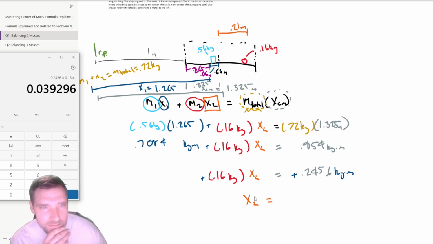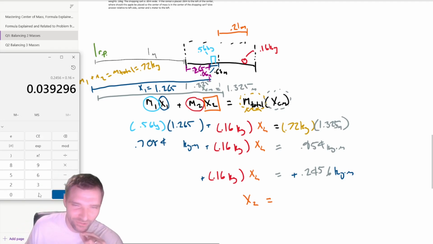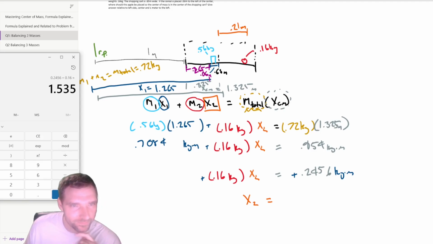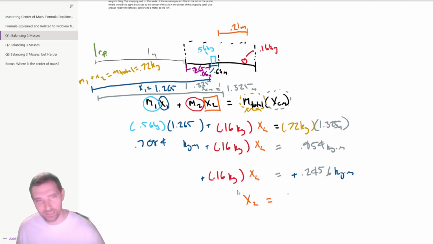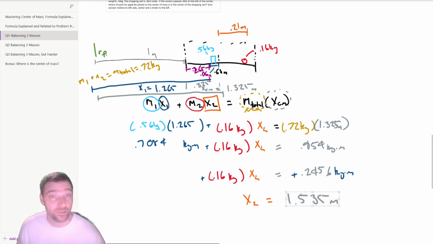And we're getting a displacement of, oh, hold on, that's an error. That shouldn't be multiplied. 0.2456 divided by 0.16. Okay, so now we're getting 1.535 meters for our displacement for x2, which seems pretty good to me.